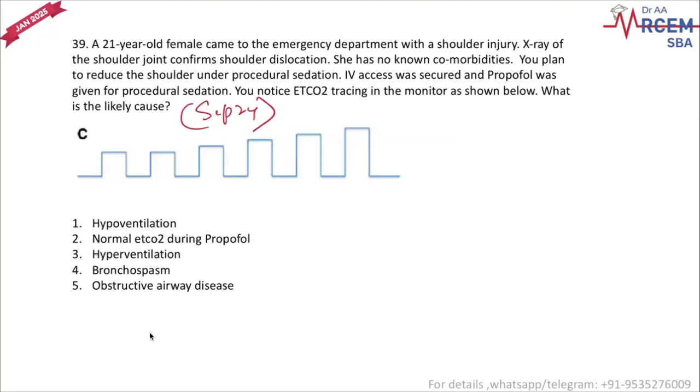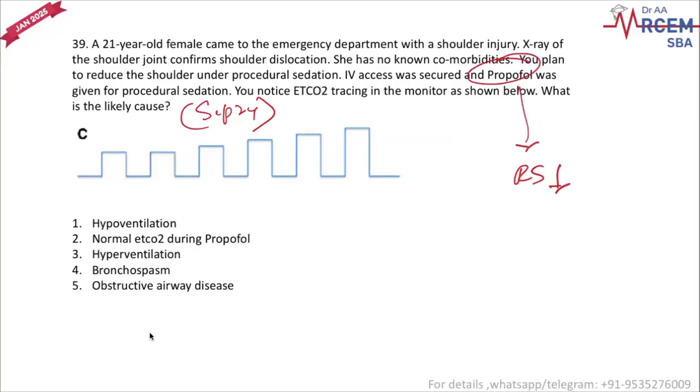A 21 years old female came to the emergency department with a shoulder injury. X-ray of the shoulder joint confirmed shoulder dislocation. She has no comorbidities. You plan to reduce the shoulder under procedural sedation. IV access was secured and propofol was given for the procedural sedation. You notice ETCO2 tracing in the monitoring as shown below. What is the most likely cause? What has happened? She has taken propofol. Propofol is known to cause respiratory depression.